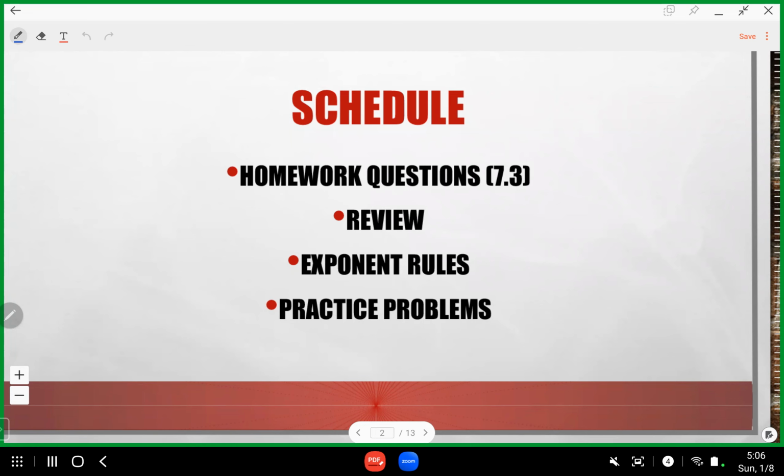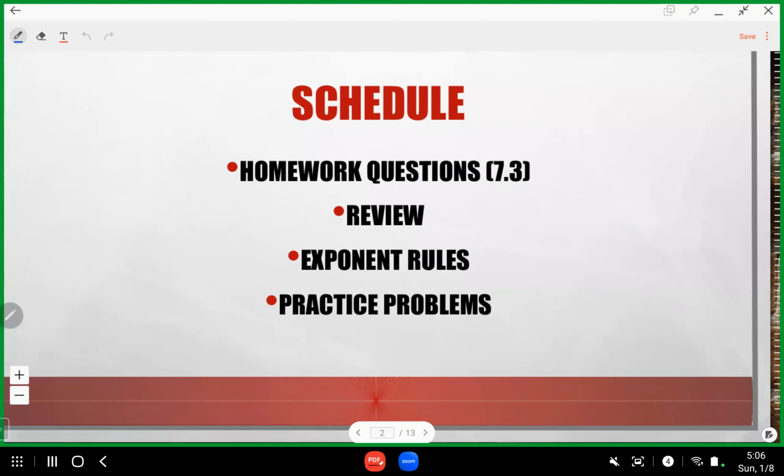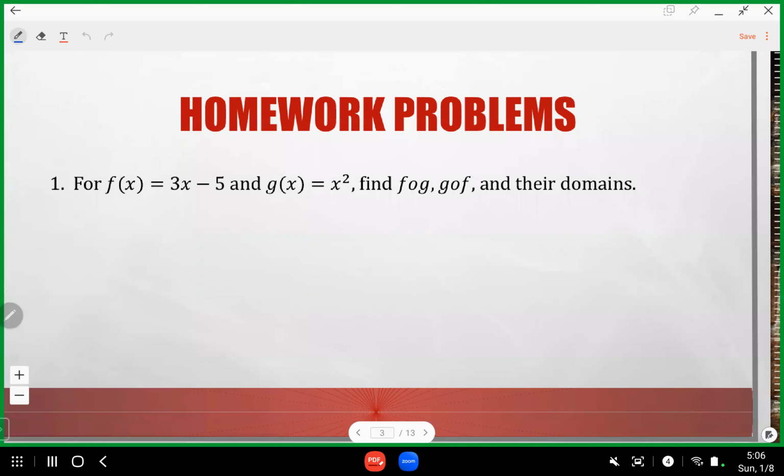Okay, so let's go to homework problems. For f of x equals 3x minus 5, and g of x equals x squared, find f of g, g of f, and their domains. Everybody just post your homework answers.